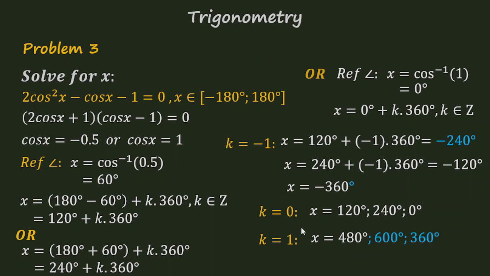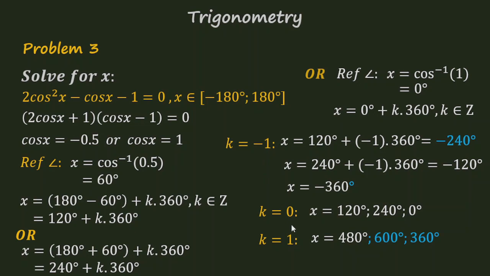We could substitute k equals -2, -3, but we realize that as k becomes smaller and smaller, the values become too negative. They don't fall within the interval, so it would be just a waste of time. Also, we could go on and substitute k equals 2, 3, 4, 5, but the values keep on becoming bigger and bigger, so they don't fall within the interval that we are interested in. So that's why I only used k equals -1, 0, and 1.